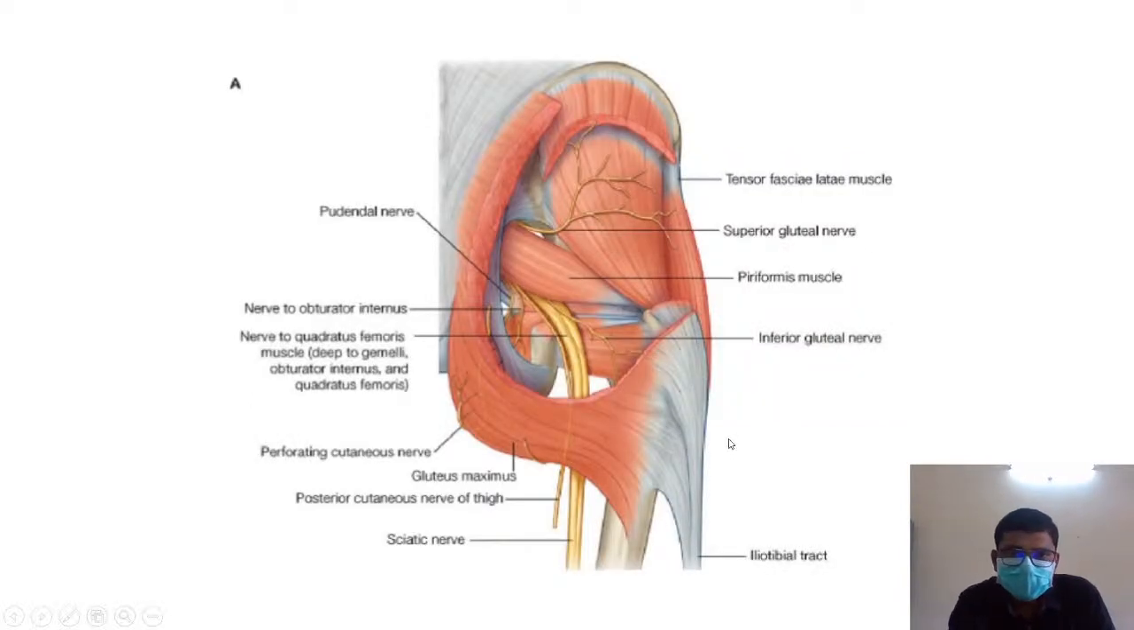This is a very clear picture. You can see this is the superior gluteal nerve. This is the piriformis muscle. You can see the superior gluteal nerve coming from the upper part of the piriformis, and from the lower part of the piriformis you can see various structures, that is the pudendal nerve, and this is the nerve to the obturator internus. And now you can see this is the one which is coming out, the inferior gluteal nerve, along with a big one called the sciatic nerve. This is the sciatic nerve. Also you can see an important structure coming out, the posterior cutaneous nerve of the thigh.